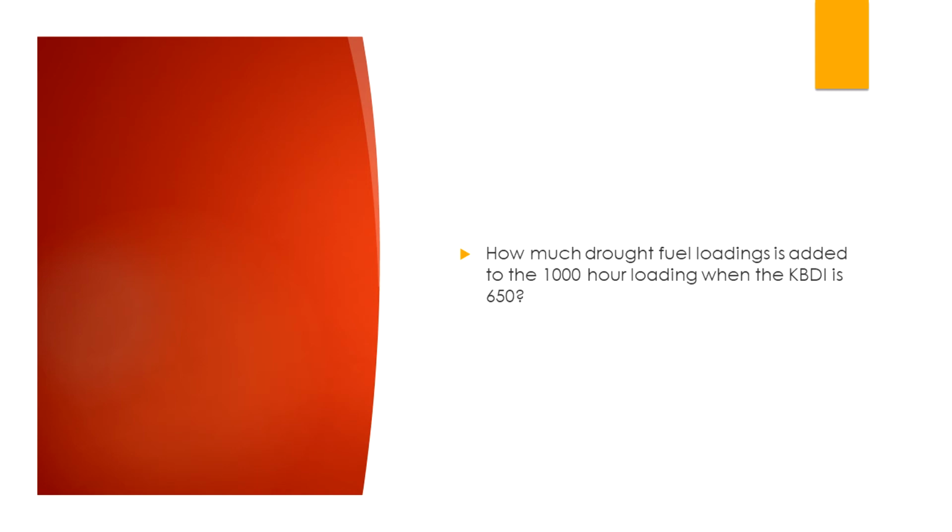We need to write these down. These are our loadings for 1, 10, 100, and 1,000. That'd be 2.5 tons per acre, 2.2 tons per acre, 3.6 tons per acre, 10.16 tons per acre, and the drought fuel loading is 5. And then we'll come back to here and we'll say our example is: how much drought fuel loading is added to the 1,000-hour loading when the KBDI is 650.